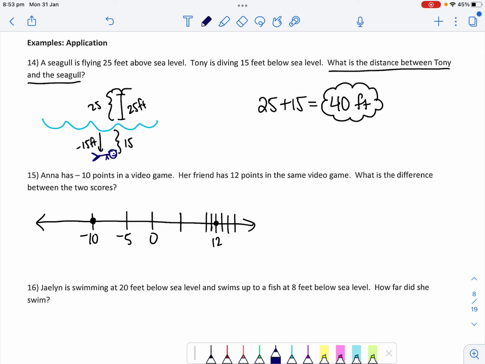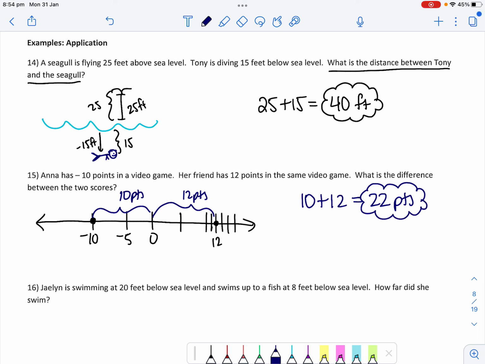So here's her 12 points, and here's her negative 10 points. So Anna is 10 points away from 0. And her friend is 12 points away from 0. So they are 10 plus 12, which is 22 points away from each other. So when one is above and one is below, I'm adding those two distances together.